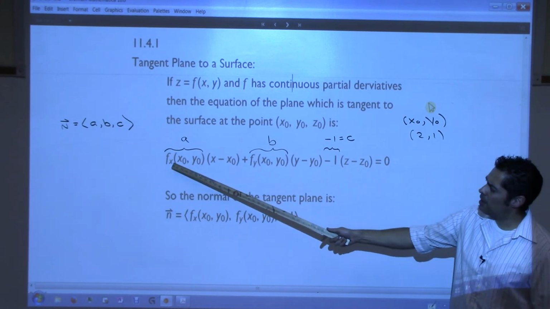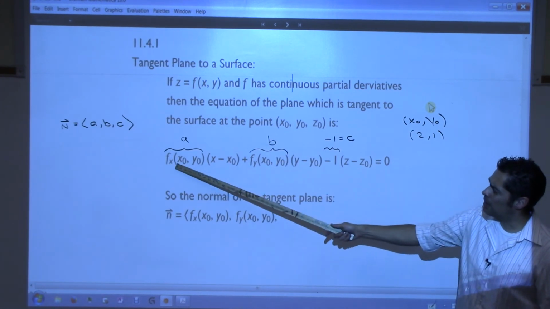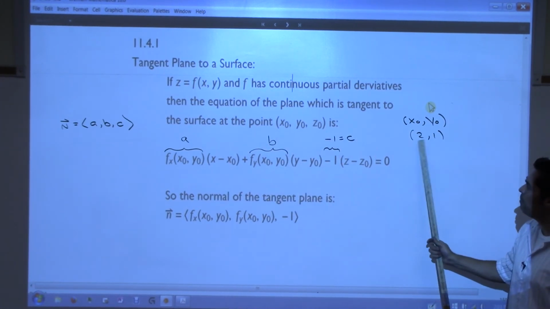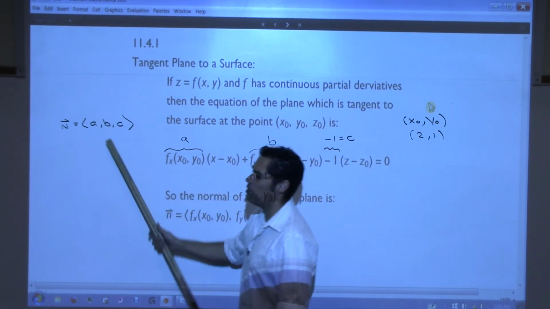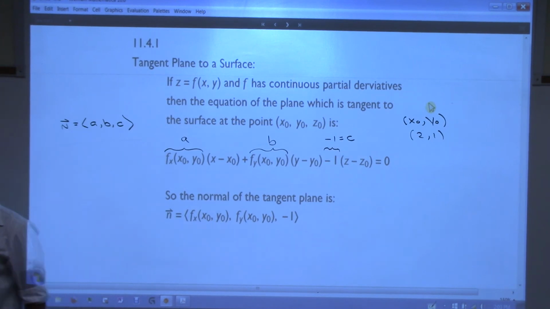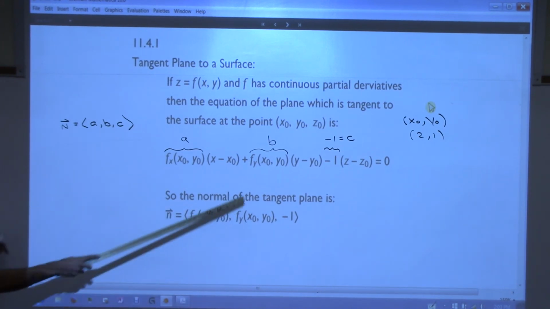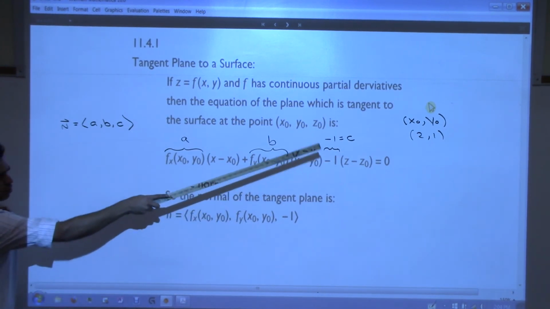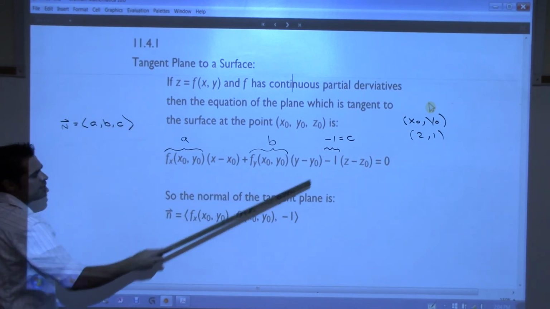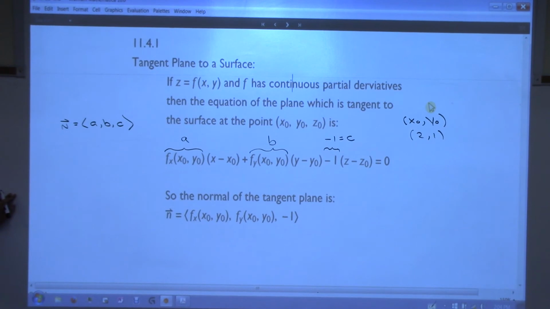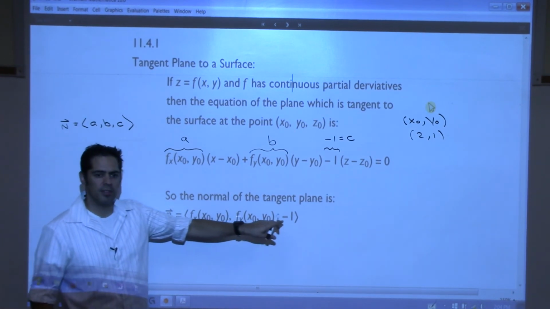You're just going to have to figure out what the partial derivative of the function is with respect to x. You're going to plug in the point 2, 1. That's going to be a number, isn't it? That number is the first number in the direction vector for that normal. And then the partial with respect to y, plugged in the 2, 1, that's going to give you this part. And then the good thing is c is always -1. So that's what I'm saying here. The normal vector is just this.